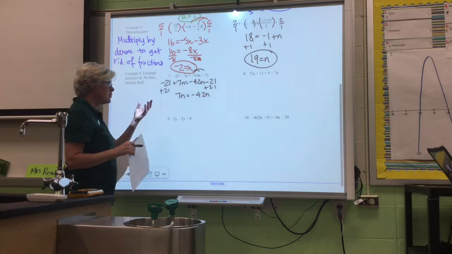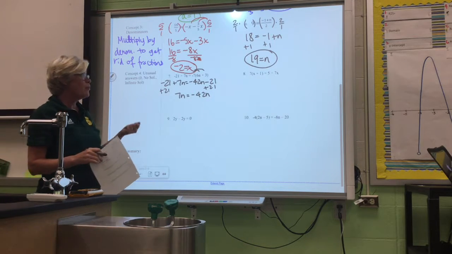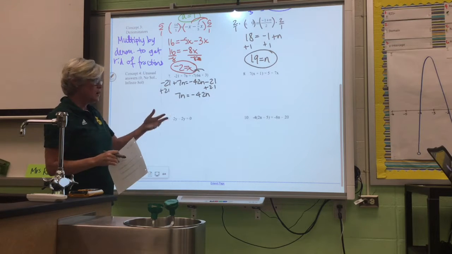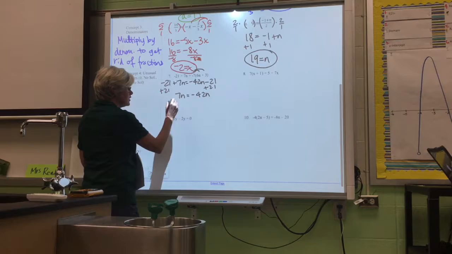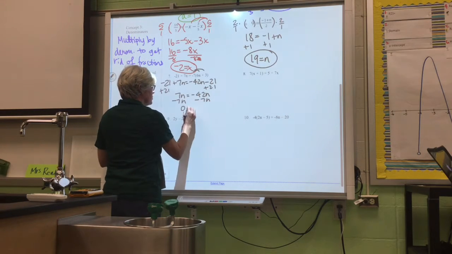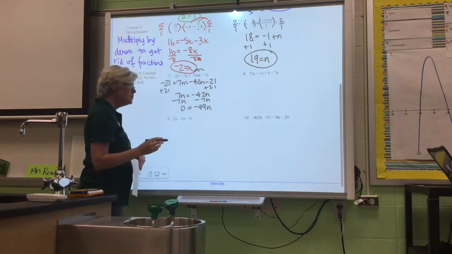Now at this point, some people think this starts to look a little strange. It is looking a little strange. Remember, when we solve equations, we have to gather all the variables to one side. Right now they're on different sides. I need to move this 7n. And so I get 0 equals negative 49n.